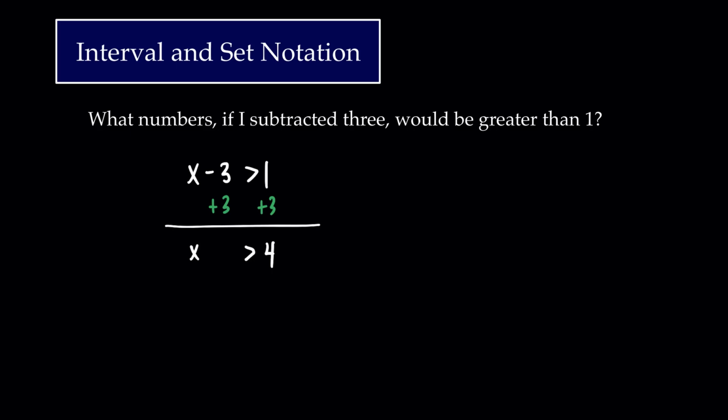Okay? So what's interesting here is, and this is not a super interesting case, but anything greater than 4, if you subtract 3 from it, would give you a result that is greater than 1. And that's not earth-shattering or groundbreaking or anything, but the ability to do this and to be able to talk about the solution set is really important. So there are several ways that we can talk about all the numbers that are greater than 4. So this is the first way we talk about it. We would call this just kind of an inequality.